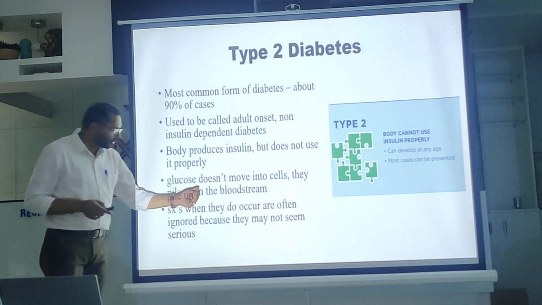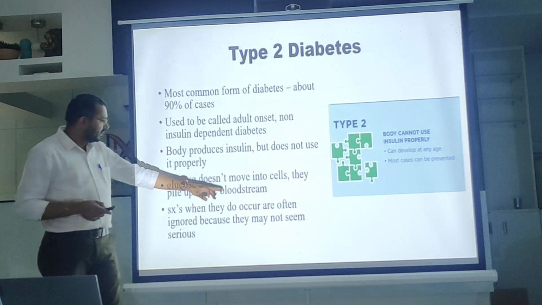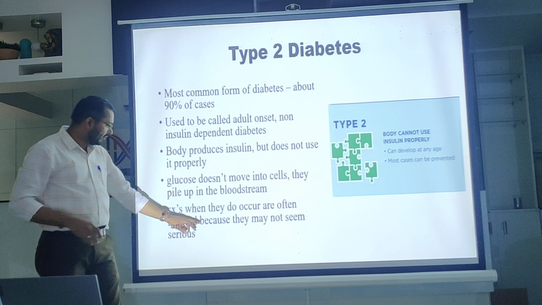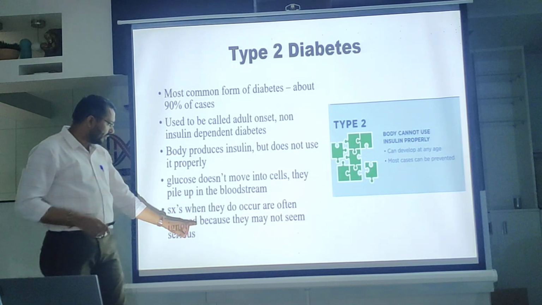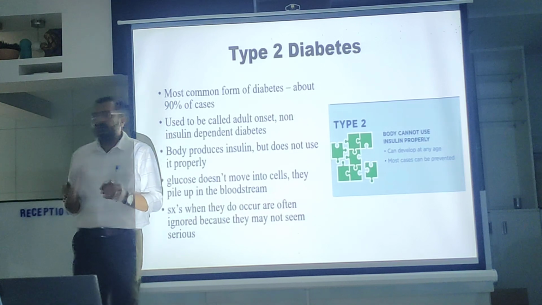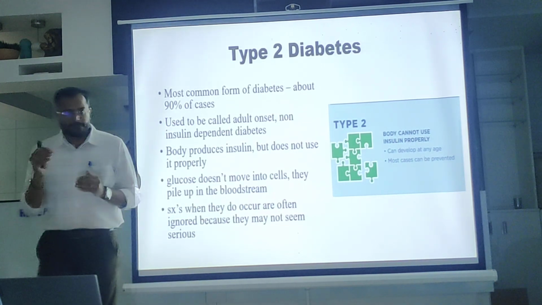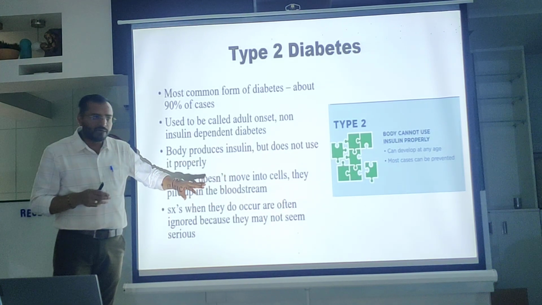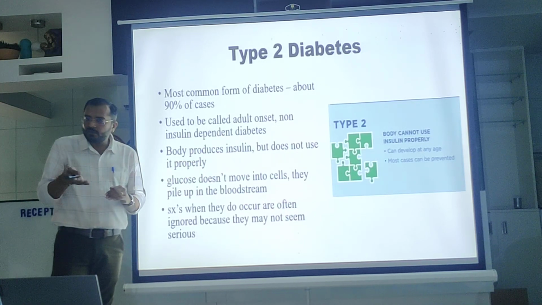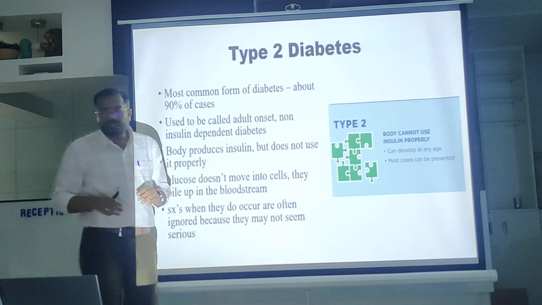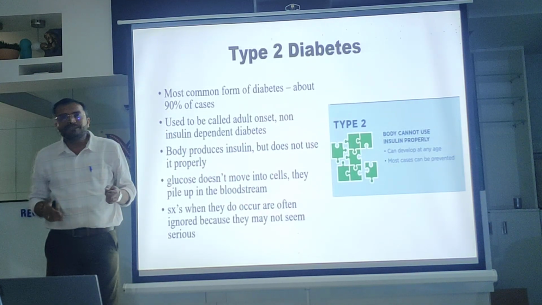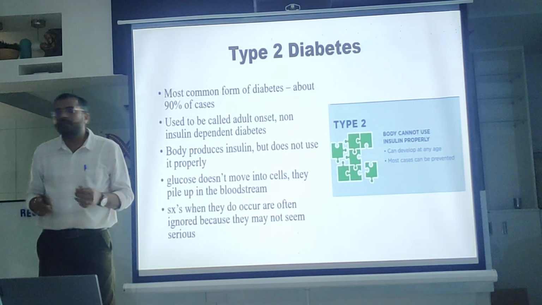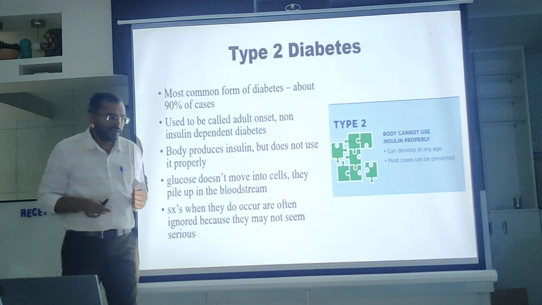So glucose doesn't move into the cell. We know the pathophysiology. It piles up in the bloodstream. So the blood glucose level keeps increasing. Symptoms, when they do occur, are often ignored because they may not seem serious. So now what happened? One mechanism is not working: insulin is there, but it cannot be utilized. Blood glucose level was rising in the bloodstream. Then another mechanism has started. The kidney started functioning, thinking I need to throw out the excess glucose, and the symptom we find is glycosuria. Are you getting me?